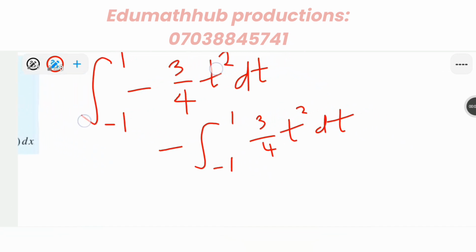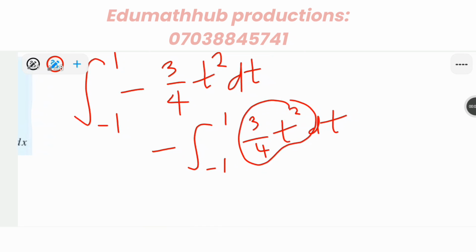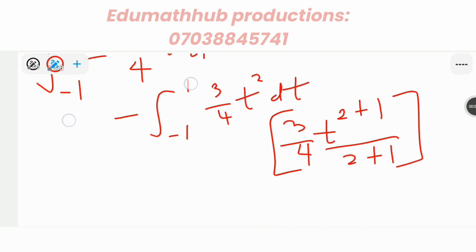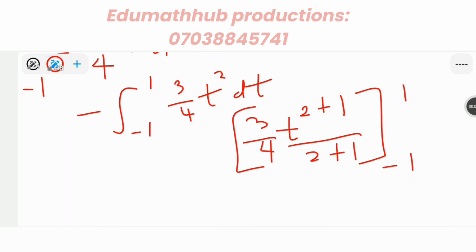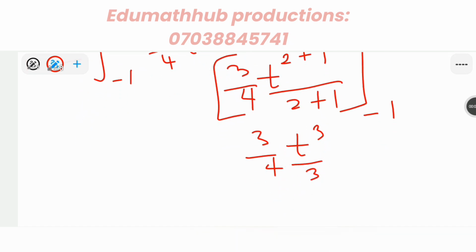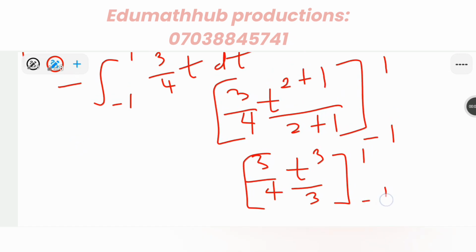So let's integrate 3 over 4 t squared. That will give you 3 over 4 t to the power 2 plus 1, because that's the power, divided by 2 plus 1. Then include your limits, which is minus 1 to 1. So 3 over 4, 2 plus 1 is 3. So this is what you're going to get. Don't forget you have a minus outside here.